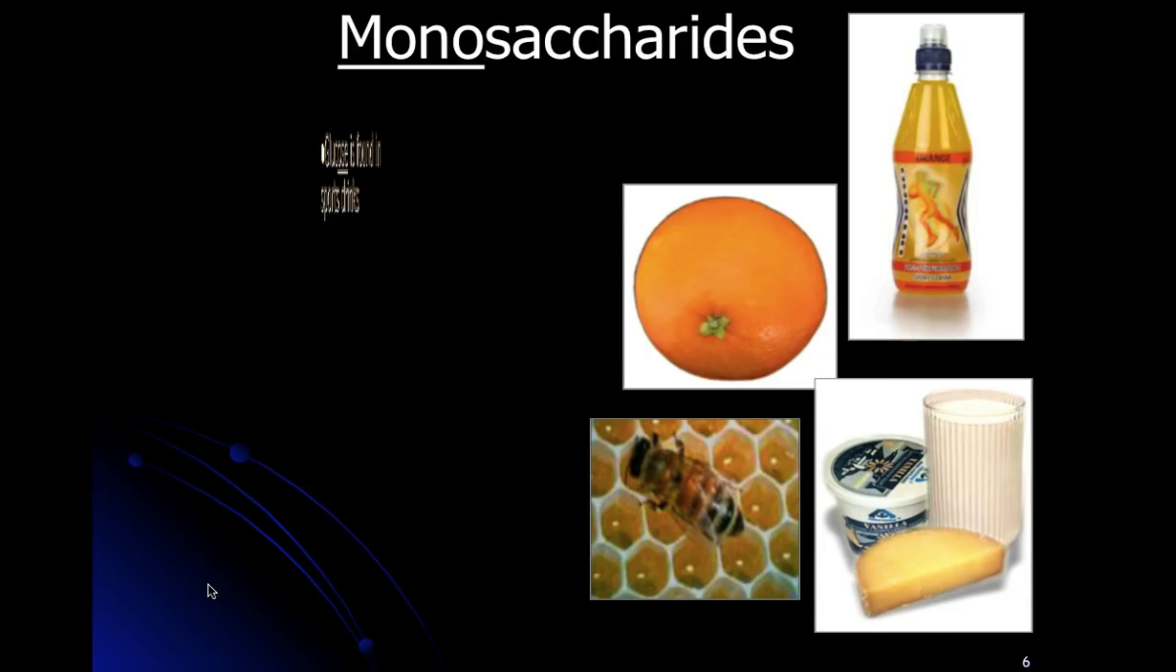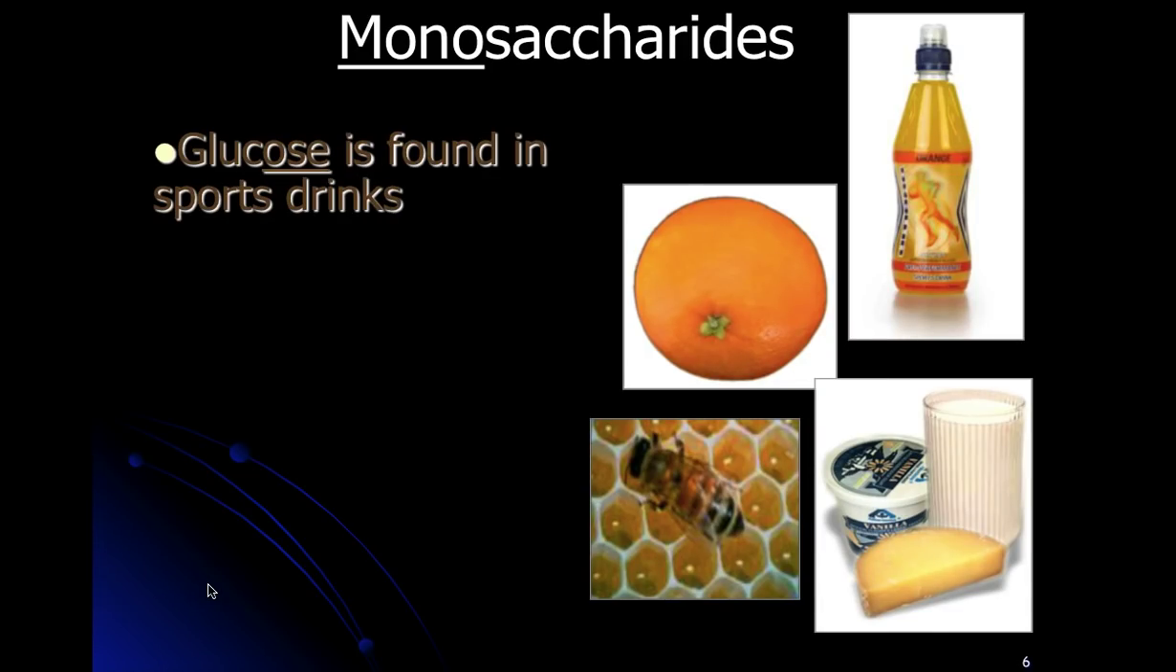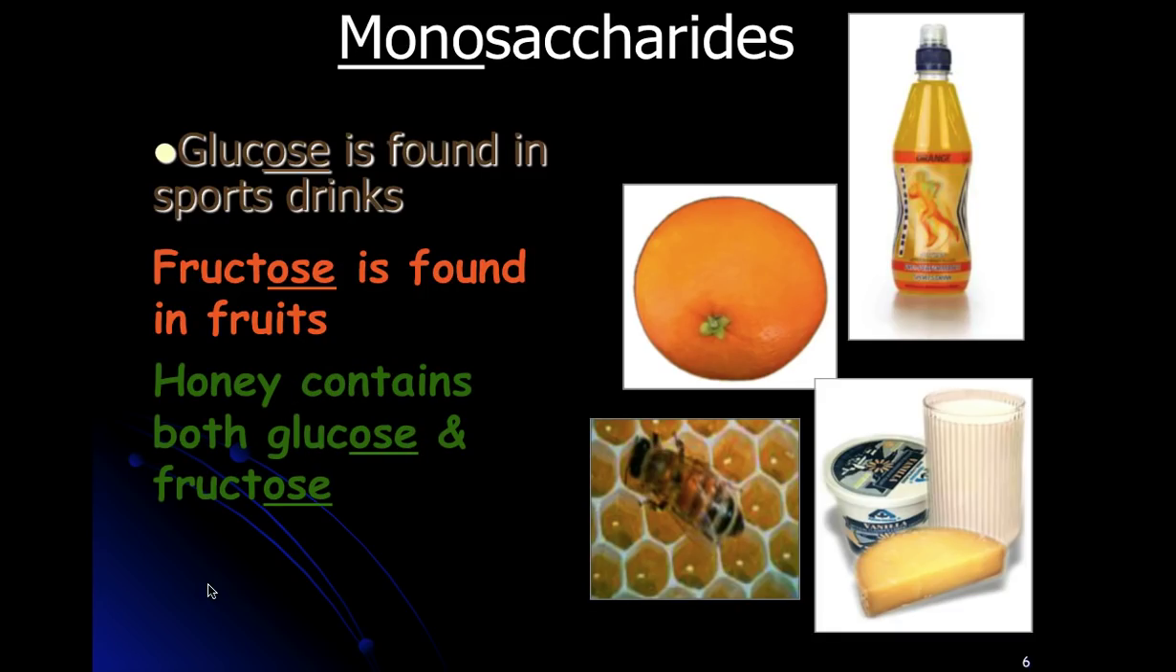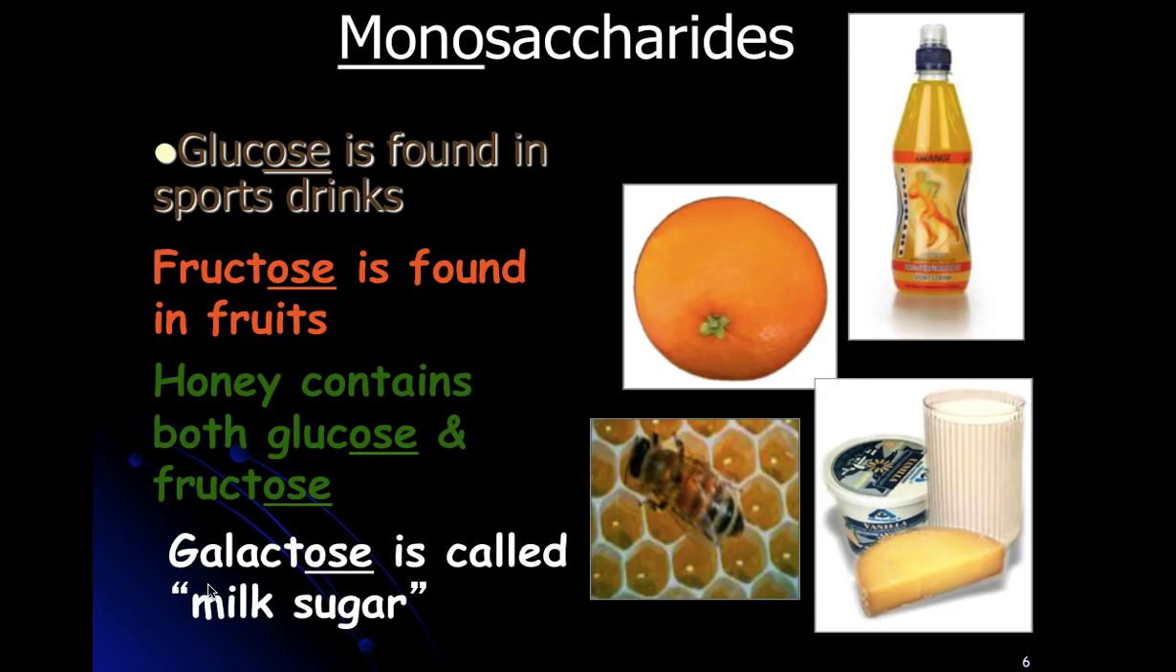So monosaccharides are made of one sugar. Glucose is a monosaccharide. This sugar is found in sports drinks. Fructose is found in fruits. Honey contains both glucose and fructose. And then we have galactose, which is a milk sugar. So anything that ends in the term OSE means sugar. So glucose, fructose, galactose are all sugar molecules, and they're monosaccharides. They're made up of one sugar.